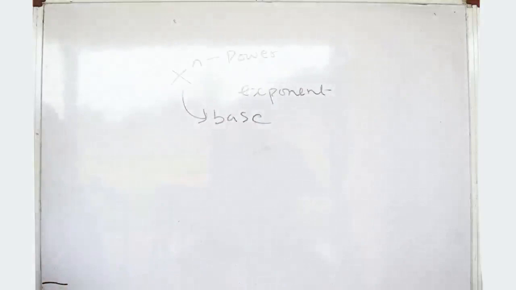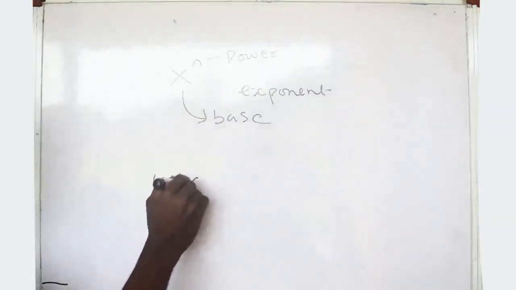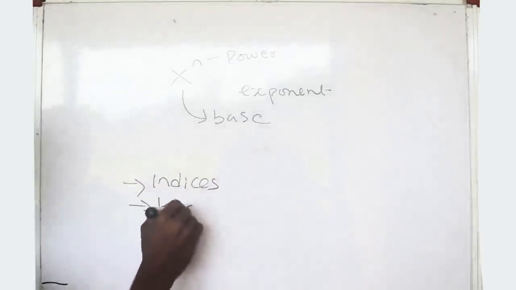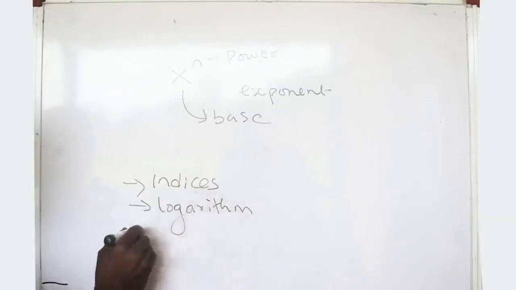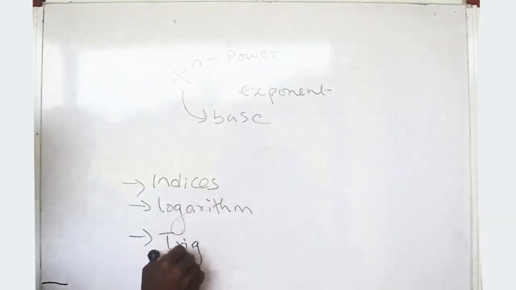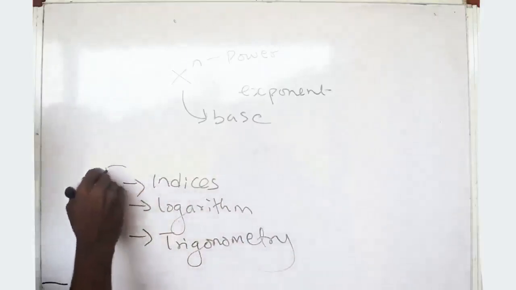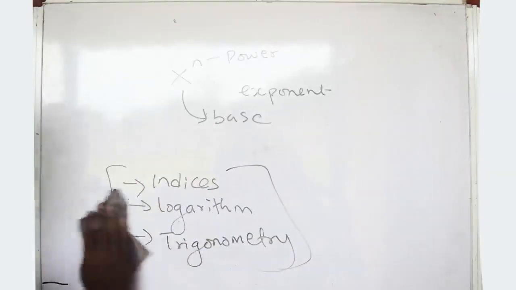And if you want to do away with that calculator, you have to master indices. And you also have to have good knowledge of logarithm. If you have good knowledge of logarithm, good knowledge of indices, and good knowledge of trigonometry, you say bye-bye to calculator, because calculator is built under these 3 concepts. If you know them, calculator will not be anything to you again.